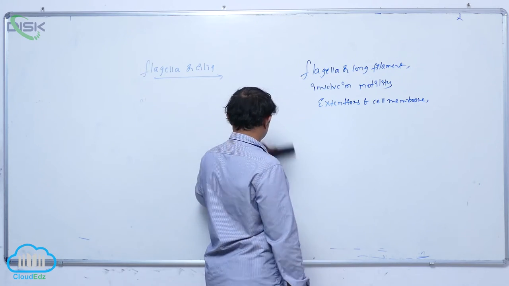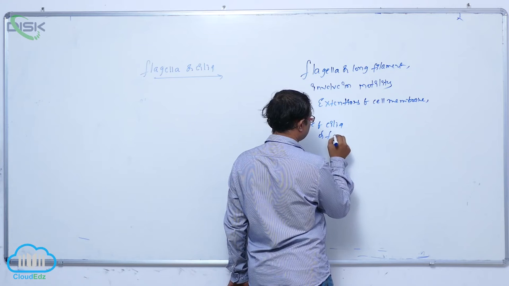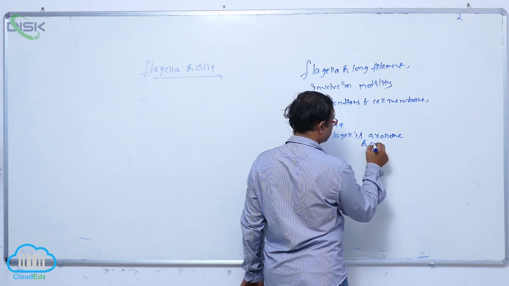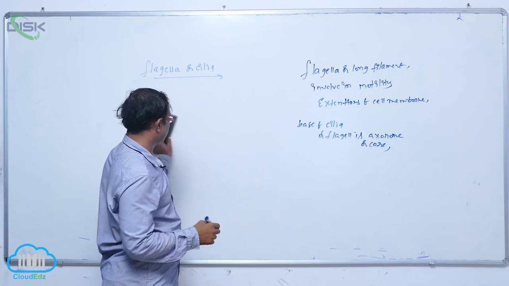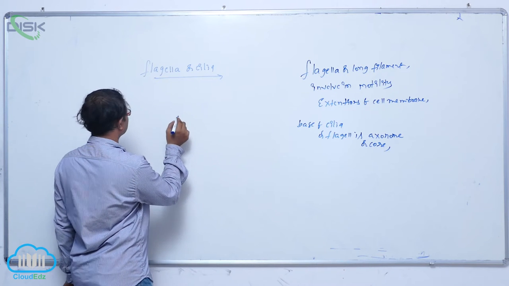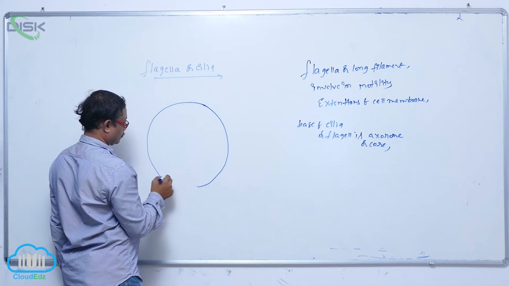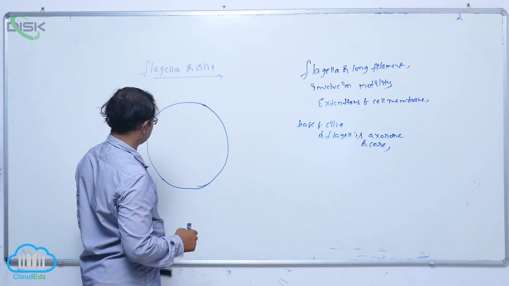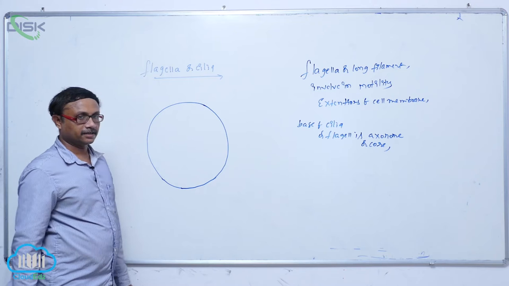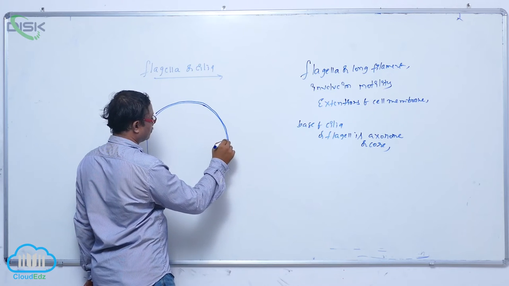The core of the cilia or flagella is the axoneme, or core. So in the flagella it mainly has the axoneme, and in the axoneme, it runs parallel to the axis.